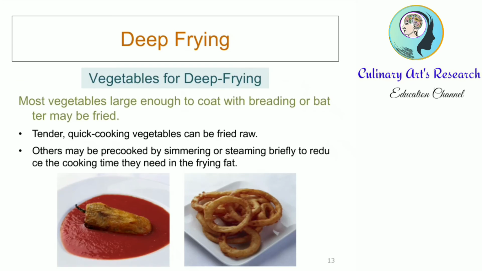Next is deep frying vegetables. Most vegetables large enough to coat with the breading or batter may be fried. Tender, quick cooking vegetables can be fried raw. Others may be pre-cooked by simmering or steaming briefly to reduce the cooking time they need in the frying fat.